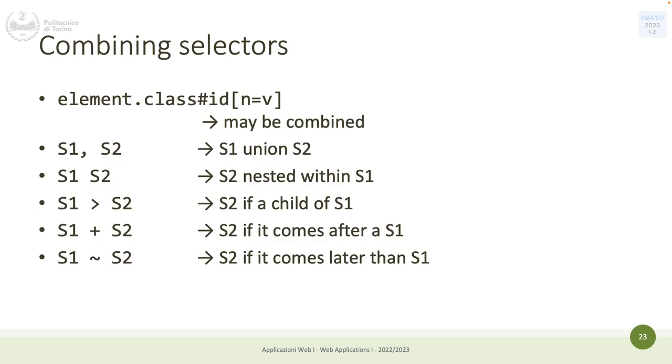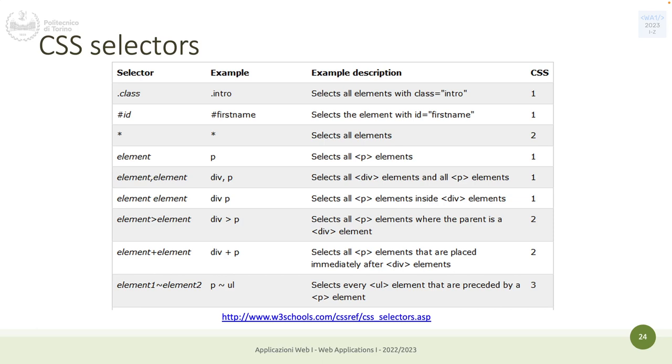And you can combine selectors. We have seen aside, comma, footer, that is applied to both, but you can also say if one element is nested within the other, or if it's a child, or if it comes after, or if it comes later than, etc. So you can say I want all the P's that are inside aside, or all the paragraphs that are inside the main, or all the tables that come after the P. So you can select things also in this way if you don't need to target something specifically.